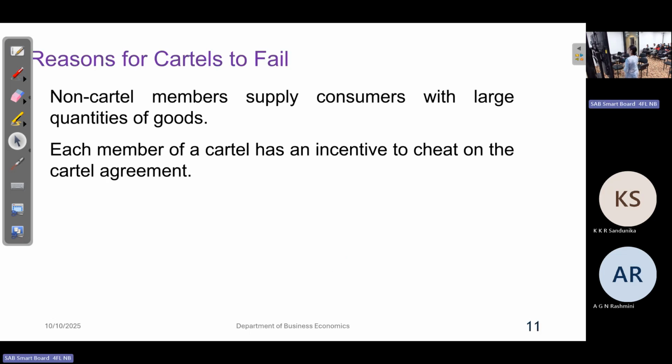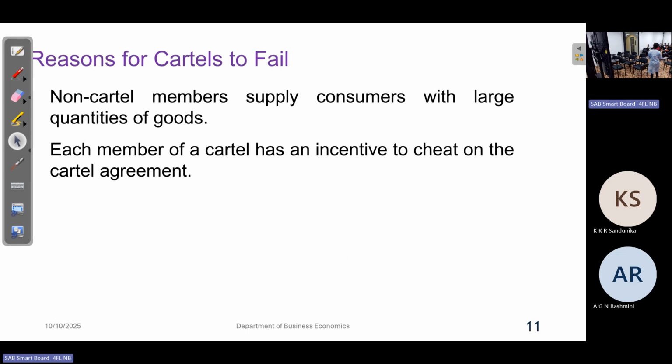So what are the reasons for cartels to fail? The cartel, එකක් හදන්න incentive එක we do to maximize the profit. So what are the reasons for cartels to fail? Non-cartel members supply consumers with large quantities of goods. Each member of a cartel has an incentive to cheat on the cartel act.